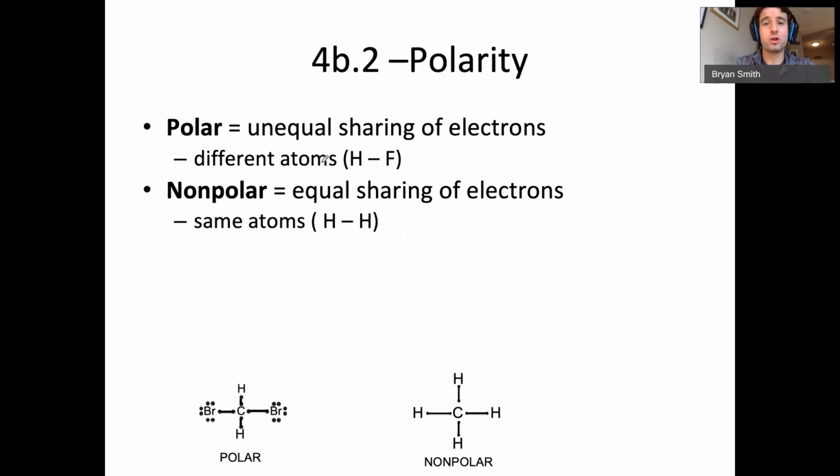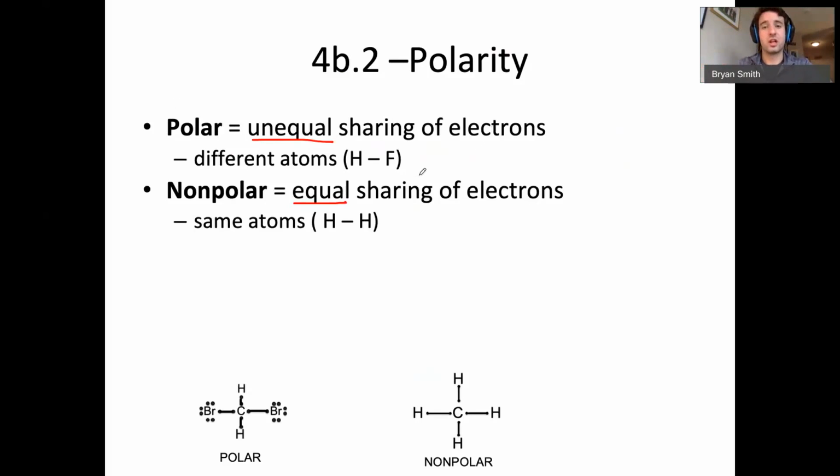Okay, here's what you're going to need to do for today in the homework. First thing you're going to need to know is polar. Polar means unequal sharing of electrons, and nonpolar means an equal sharing of electrons. Now, if you were taking an honors or an AP course, what we would have you do is look at electronegativity values, and calculate, subtracting two electronegativity values to see if it had a certain number range, so that would make it polar or nonpolar or even ionic.